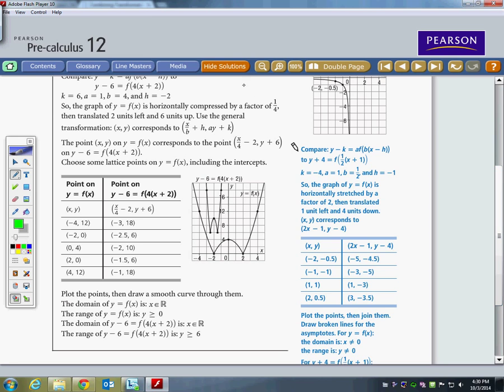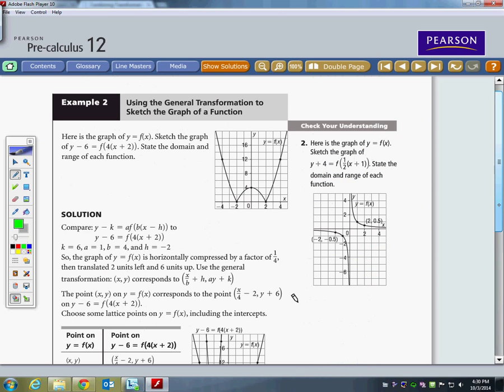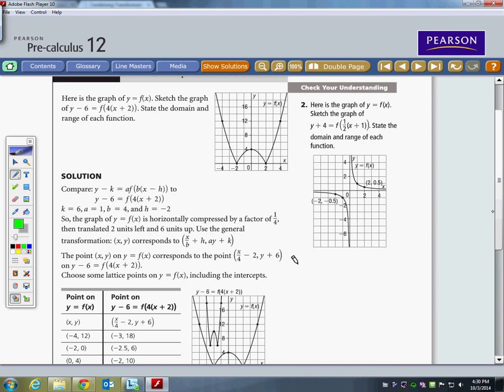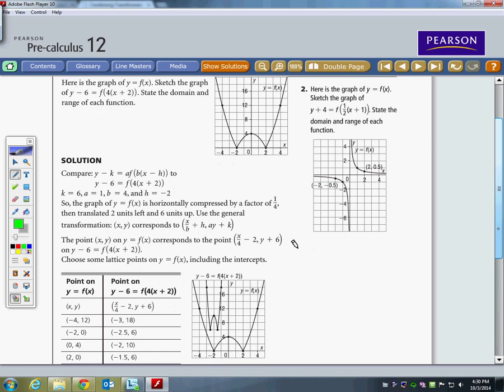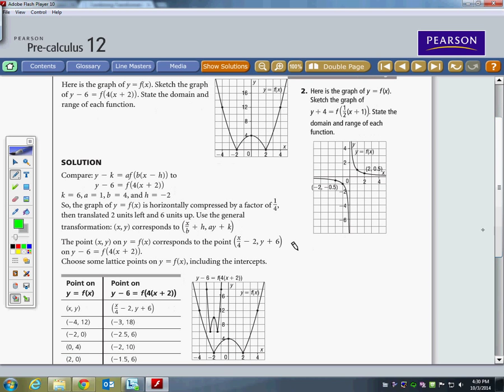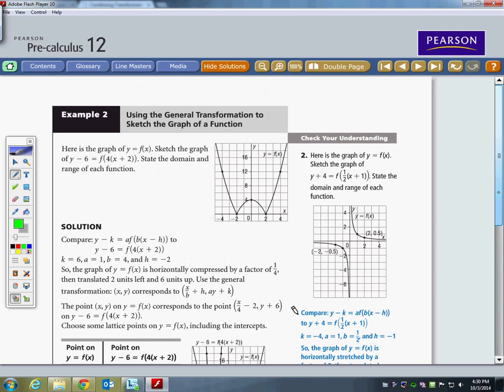Okay, so I will do something similar here. I'm going to ask you to try number 2 to check your understanding, and then to state the domain and the range afterwards. I'll just do a little bit of a pause, and then I'll show the solutions. Alright, so hopefully you paused it and then did the work. Let's take a look.